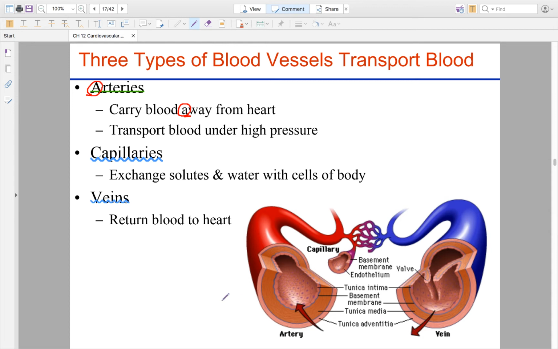Okay, so let's recap. Arteries carry blood away from the heart. Veins return blood towards the heart. And capillaries, their job is specifically to exchange material between cells and the blood network.